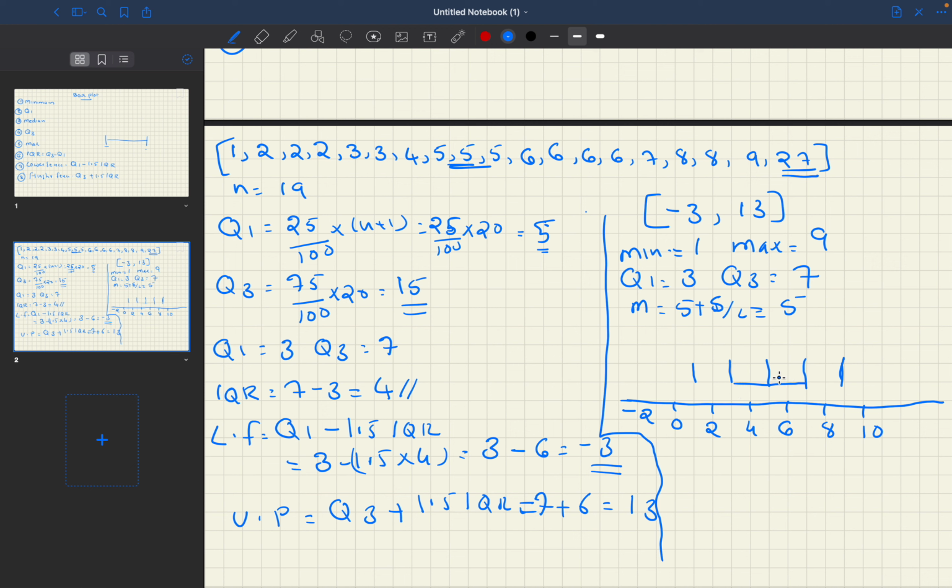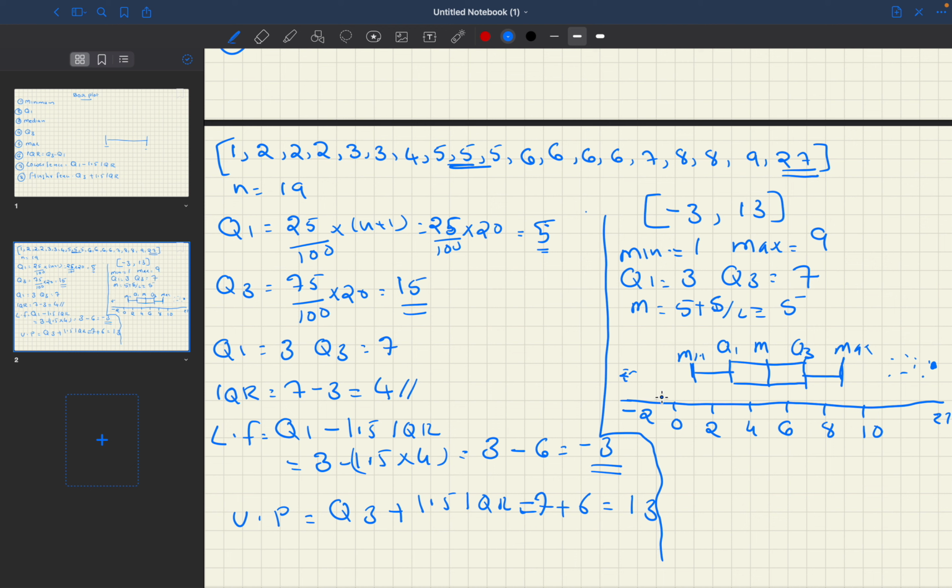Now let me connect these lines. I'm connecting like this. Yes, so this is called the box plot. Here in this box plot, it is very clear that this is Q1, this is the median, this is Q3, this is the max value, and this is the min value. All the points above this, if 27 is there, 27 may come somewhere here, and this is the outlier. If something is there below this minus 3, it will also be considered an outlier.